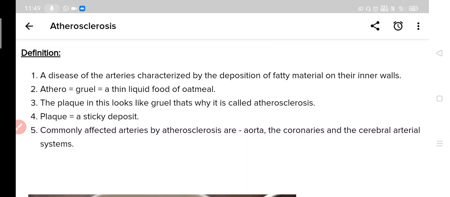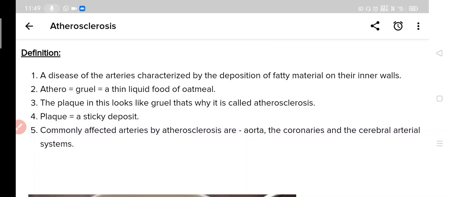Now coming to the term atherosclerosis, we will break it down. It can be broken into athero and sclerosis. So there are two parts: one is athero, second is sclerosis. Athero means gruel. Gruel is a thin liquid food made of oatmeal.